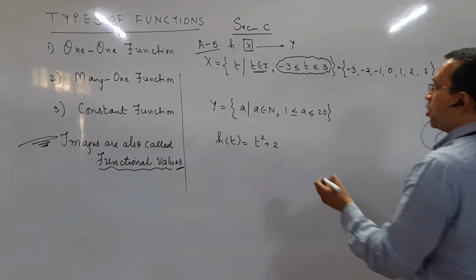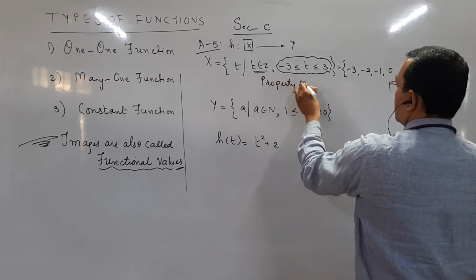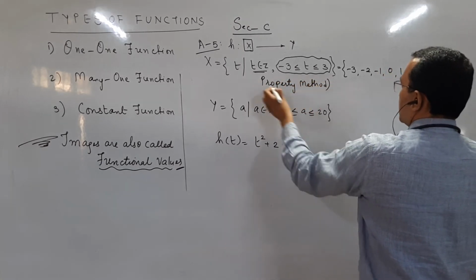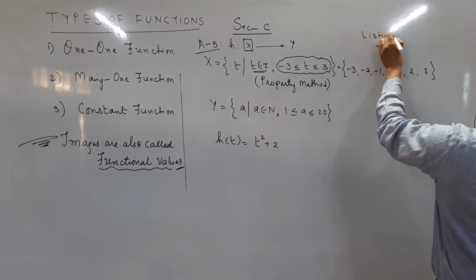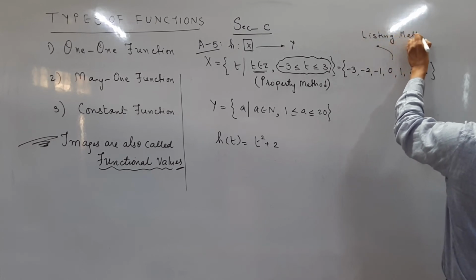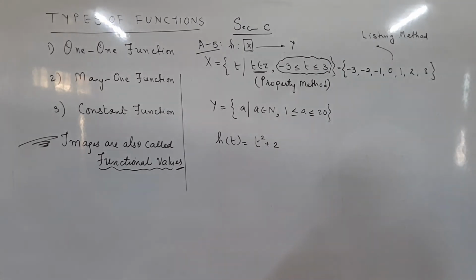So this is actually called property method to write a set, and this is called listing method to write a set. I am slightly deviating from the topic. In your standard, you were taught that basically a set will be written in two different forms. The first is say listing method, and the second is say property method.